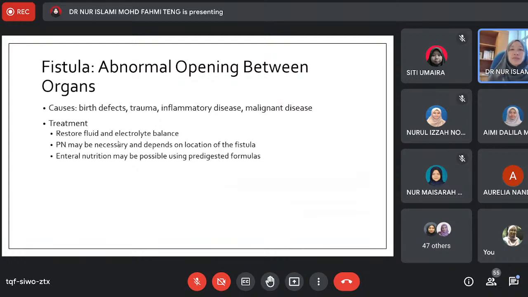Okay, fistula. So fistula is an abnormal opening between organs. It can be caused by birth defect, trauma, inflammatory disease, or malignant disease. So the treatment includes restoring fluid and electrolyte balance. Parenteral nutrition may be necessary, depending on the location of the fistula, and enteral nutrition may be possible using pre-digested formulas. So usually when patients are referred to us due to fistula, we are going to provide them with enteral nutrition lah.